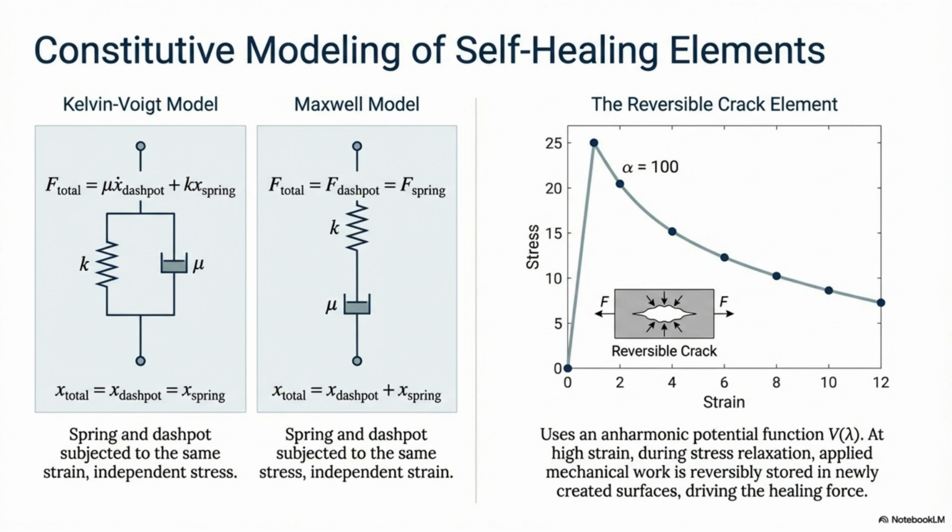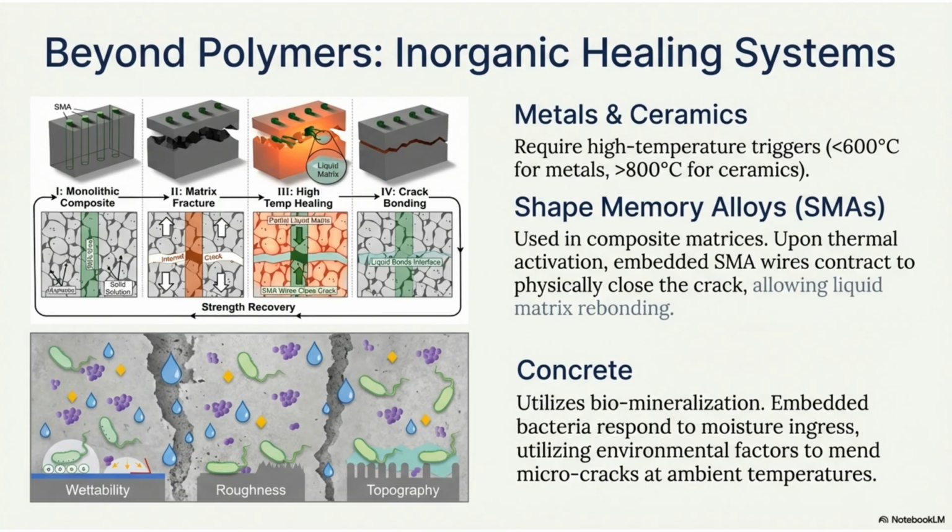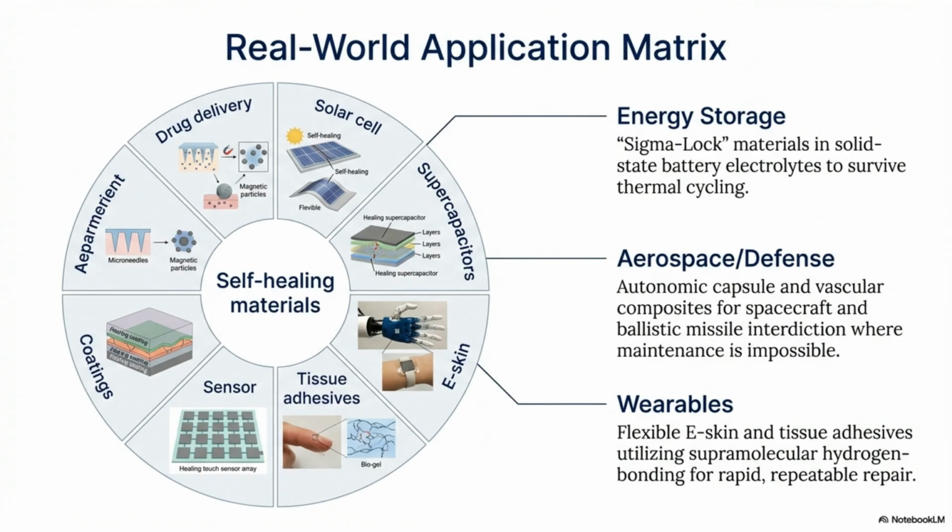Metrics include fracture toughness recovery and fatigue healing, which monitors subcritical crack growth under cyclic stress, showing localized retardation and pre-crack healing. Constitutive modeling of self-healing elements uses models like Kelvin Voigt and Maxwell. The reversible crack element uses an anharmonic potential function, where mechanical work is reversibly stored in newly created surfaces, driving the healing force. Beyond polymers, inorganic systems are being developed.